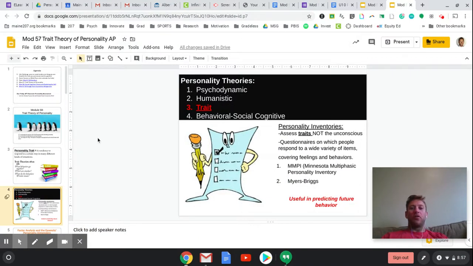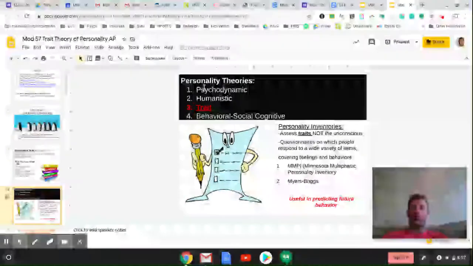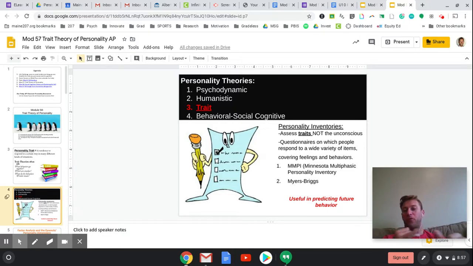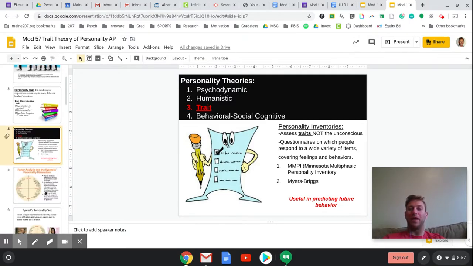There are different types of trait or personality theories. We have psychodynamic, like people like Freud and Jung and Adler and Horney, and then humanistic, we have like Maslow and Carl Rogers. And now with trait theory, we don't have as many people as we have different types of tests. Essentially, we're going to look at your traits, not your unconscious mind. They'll give people questionnaires, and there's the MMPI, the Minnesota Multiphasic Personality Inventory, and also the Myers-Briggs test. Some of you guys might have taken this. The idea of these is that they're useful for predicting your future behaviors.